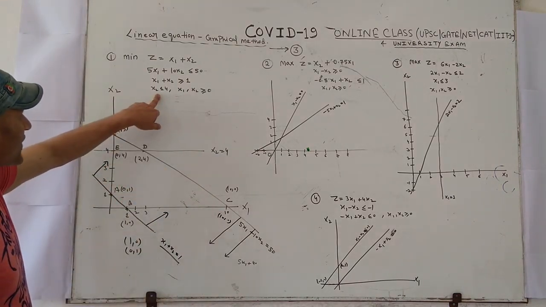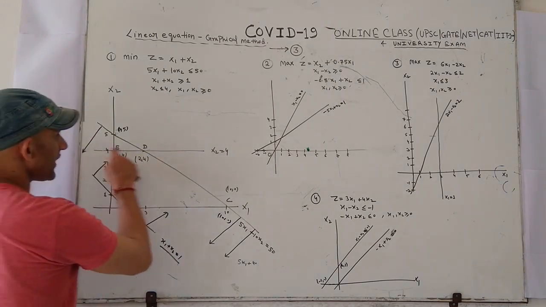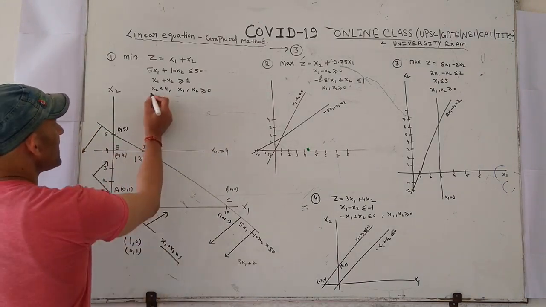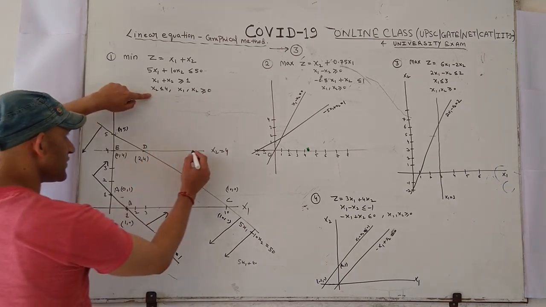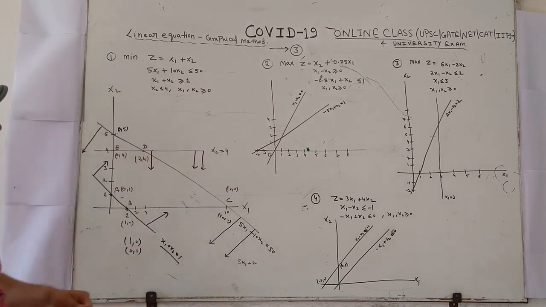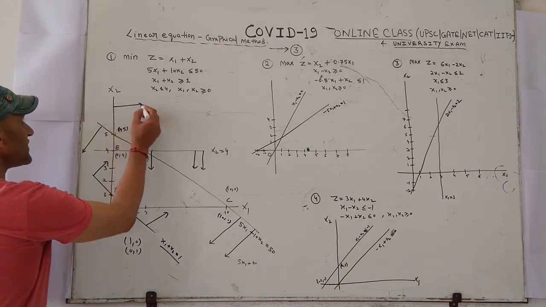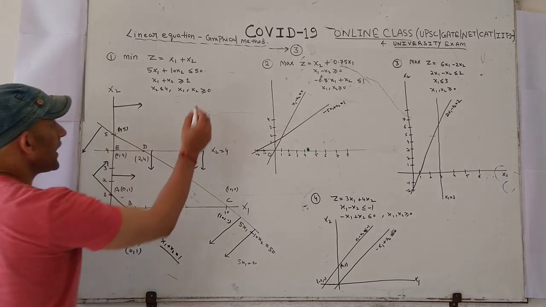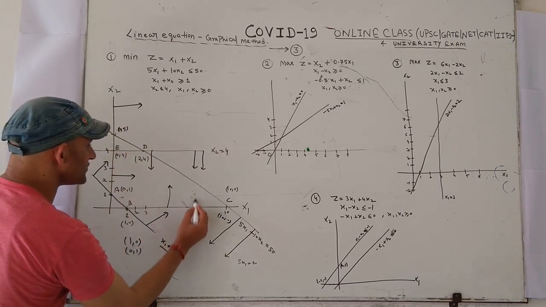Now the third one is x2 = 4. x2 = 4 is this line, but he has given us less than or equal to. Now I will take 0: 0 is less than 4. Yes, so this region is satisfying our condition. Now he has given x1 ≥ 0, it implies that this region is satisfying, and x2 ≥ 0 and x1 ≥ 0.